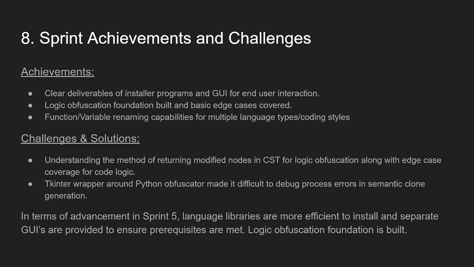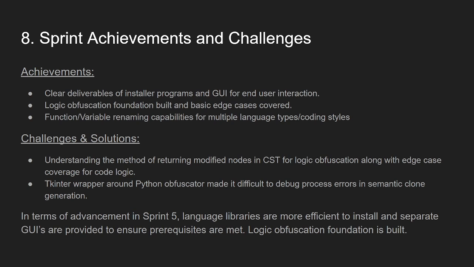Some of the challenges that we encountered this sprint was understanding the method of returning modified nodes in CST for logic obfuscation, mostly just studying how you're supposed to return certain code snippets back into the module, for instance, from for loops to while loops, understanding how that works. And then a tkinter wrapper on the Python obfuscator made it difficult to debug process errors in semantic clone generation. That's when we'll be implementing the logging capabilities to bypass the tkinter wrapper and actually see what the errors are in an output like a log file.